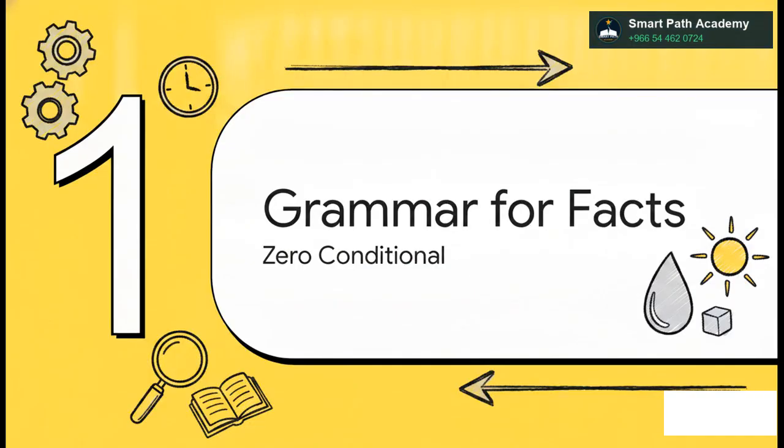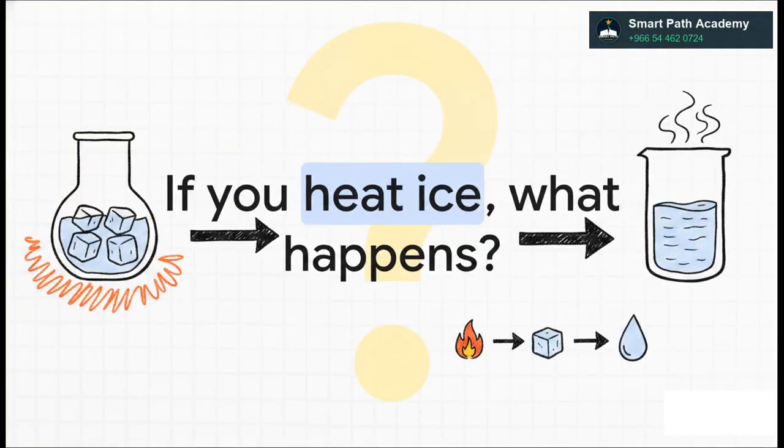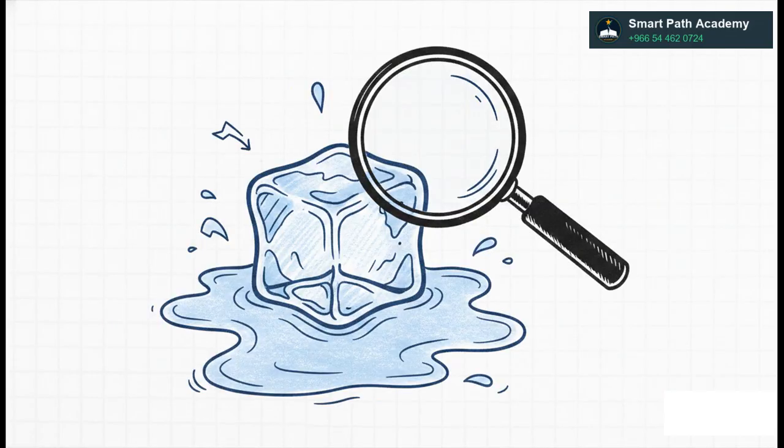Section 1. Grammar for Facts. Take a look at the science lab scene on your screen. Notice those cause and effect arrows between the heat and the ice? Read the question and just think about it for a quick second. If you heat ice, what happens? It melts. Now, this isn't a guess, it's a solid fact.